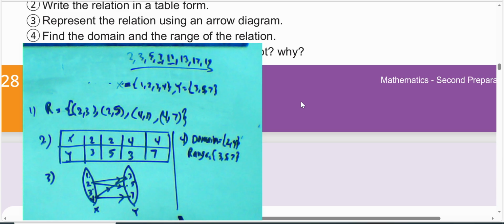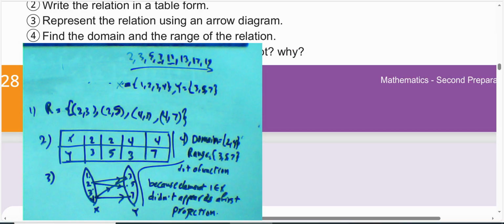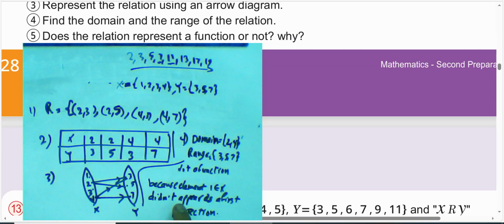It's not a function because element 1 belonging to x doesn't have any image in y. You can write the reason here: this is not a function because element 1 which belongs to x didn't appear as a first projection. Okay, understood? Next question.